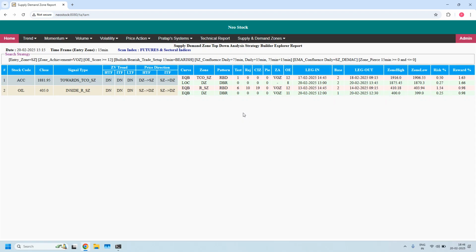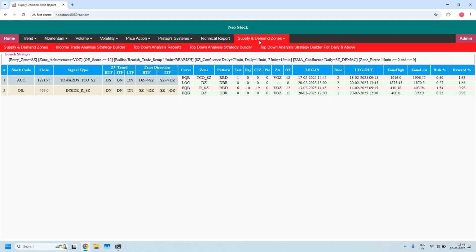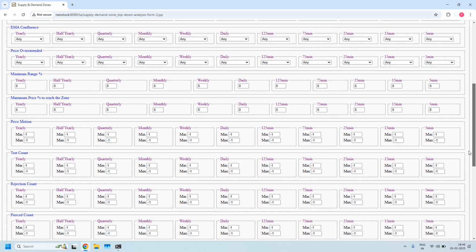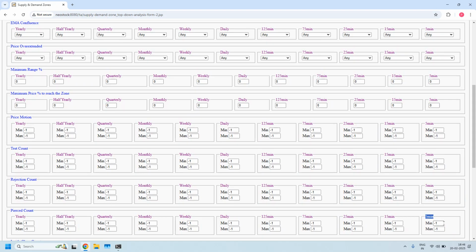daily income trade. Next, we will look into hourly income trade reports. First, bullish trade setup for hourly income trade, entry time frame 5 minutes, entry zone, demand zone. In bullish or bearish trade setup, at 5 minutes time frame, I am selecting bullish. And zone achievement, violated opposing zone, minimum odd enhancer score should be 12.